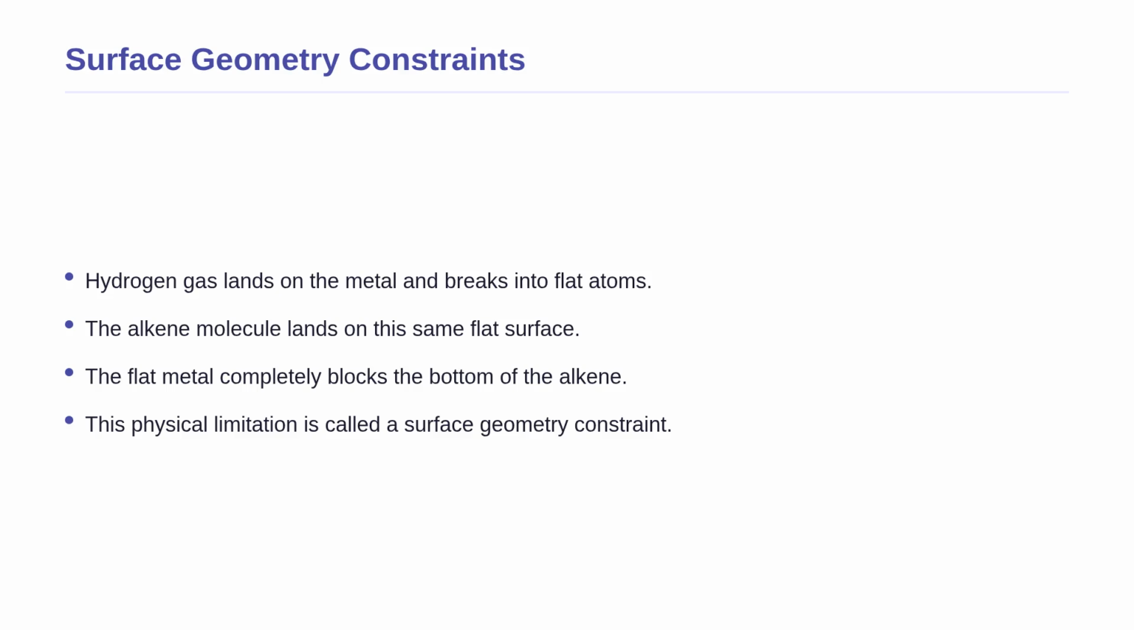This sticky mat leads us to a crucial physical limitation. When hydrogen gas lands on the solid metal, it breaks into individual atoms that stick flat against the surface. When the alkene molecule comes down to react, it lands on that same flat surface. Because the metal acts like a solid wall, it completely blocks the bottom of the alkene. This physical restriction is what we call a surface geometry constraint.